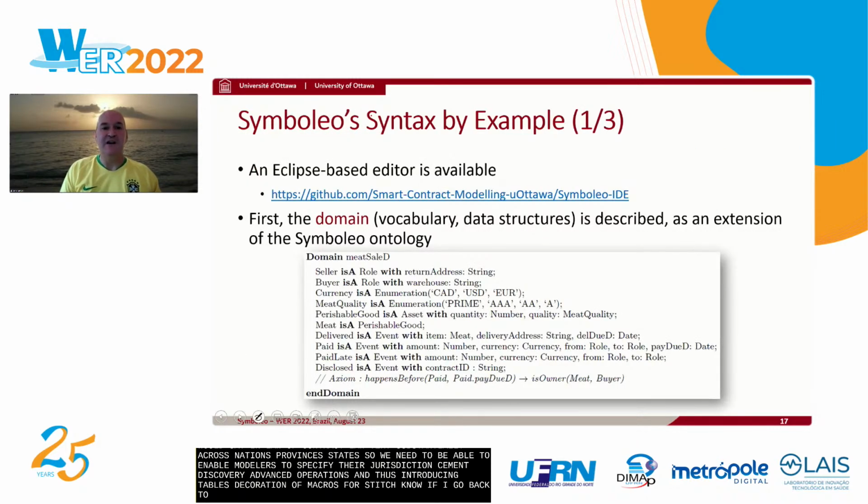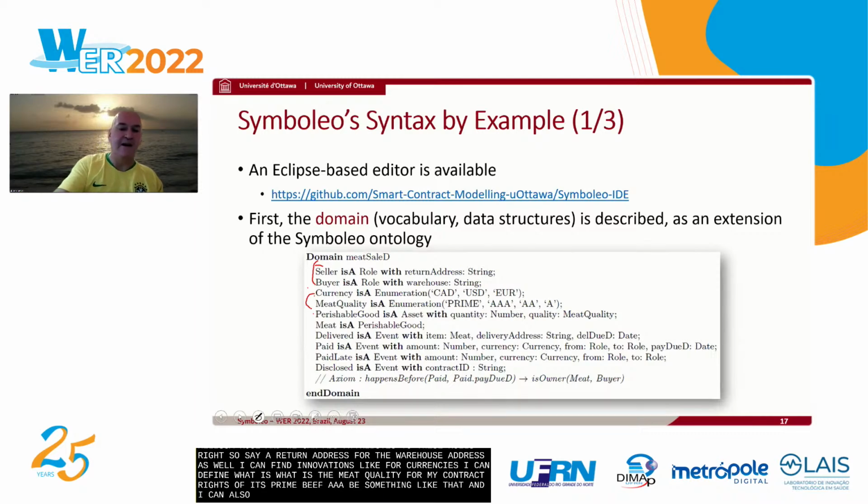Now, if I go back to the meat sale example, the idea is that we first describe what is the domain of the contract. And for that, we extend the basic ontology that I showed earlier. So this enables people to say, for example, that I will describe what is a seller, what is a buyer. Well, these are roles, and we can add attributes to these roles, right? So say a return address or the warehouse address as well. I can define enumerations, like for currencies. I can define what is the meat quality for my contract, right?